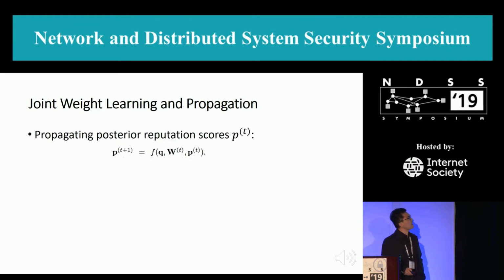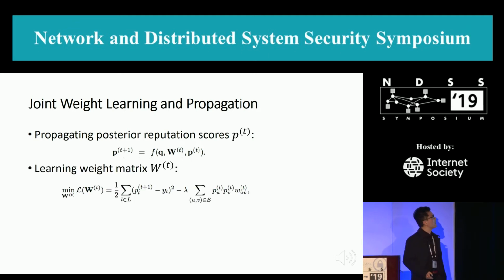So we then have our joint weight learning and propagation framework. In step 1, we propagate the posterior scores to get the posterior scores of the next iteration. And then we learn the edge weight matrix in the t-th iteration using the following objective function. The first term is the loss function defined on the (t+1)-th iteration, and the second term is the regularization term on the t-th iteration.